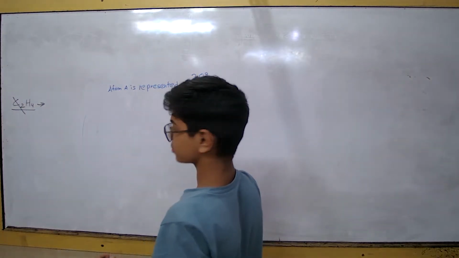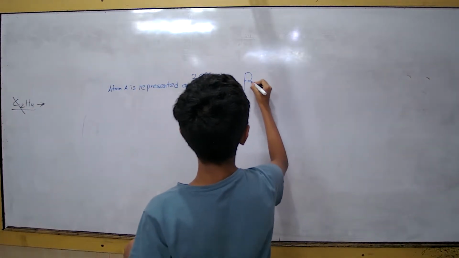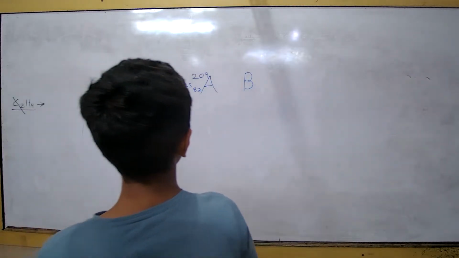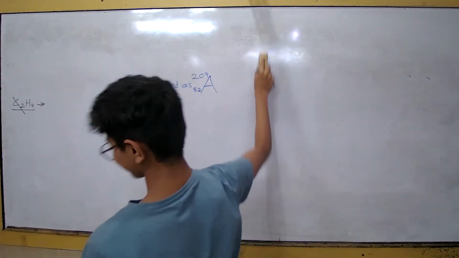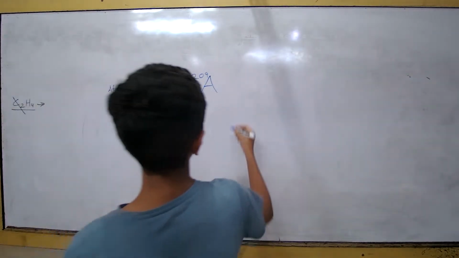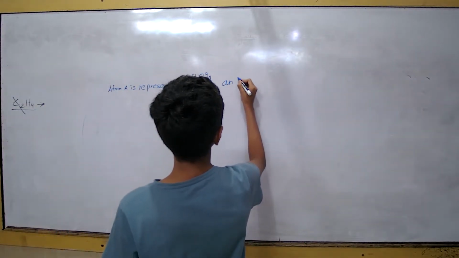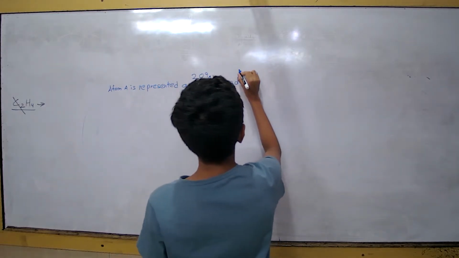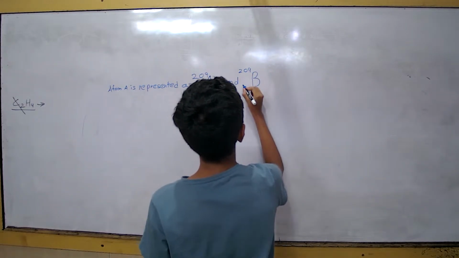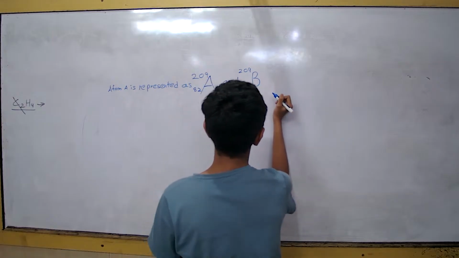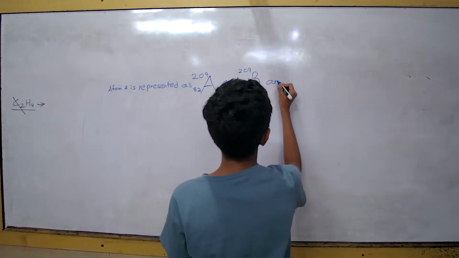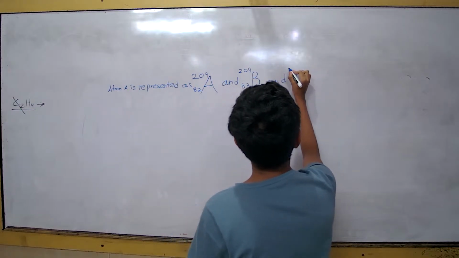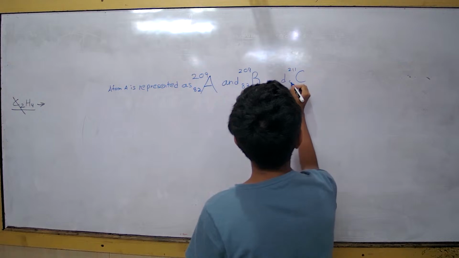Now atom B, capital B: 209 and 83. And atom C: 211 and 82. Hurry up, don't waste time. It's about time for us to finish up.